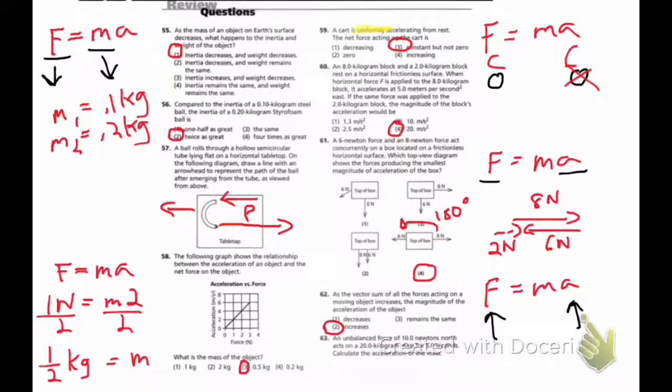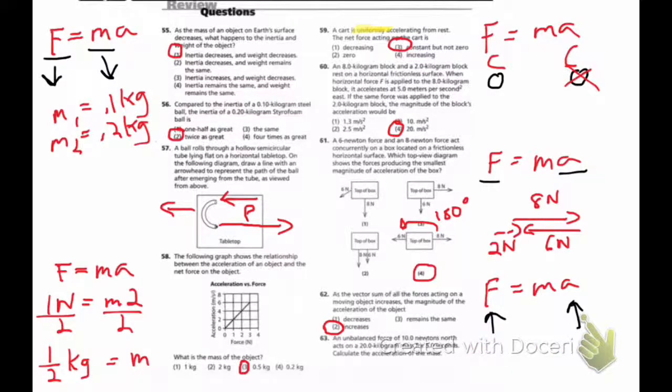And finally, the last question on this page reads, an unbalanced force of 10 newtons north acts on a 20 kilogram mass for 5 seconds. Calculate the acceleration of the mass. This is an easy F equals ma problem, where F equals 10 and m equals 20. Therefore, a equals 1/2 meter per second squared.